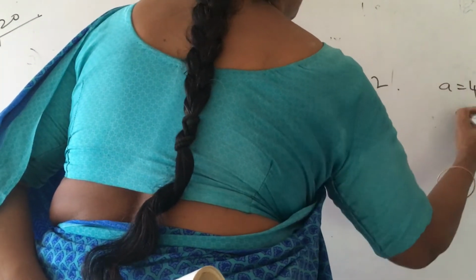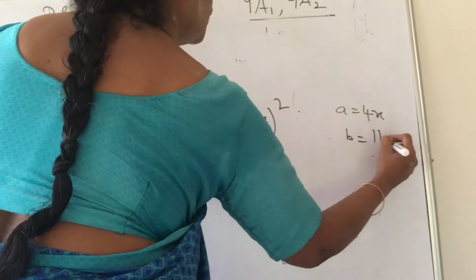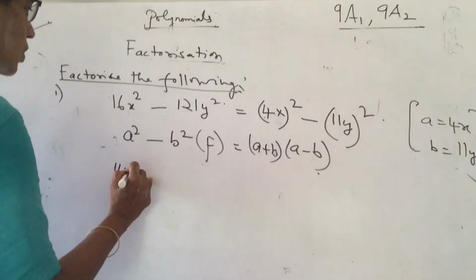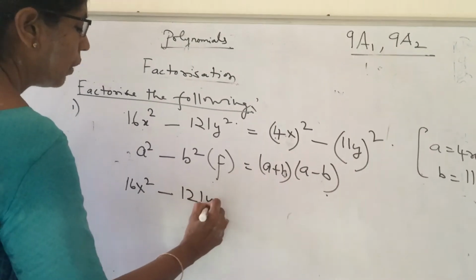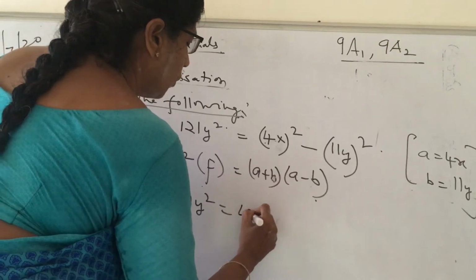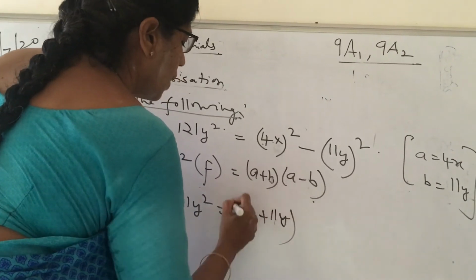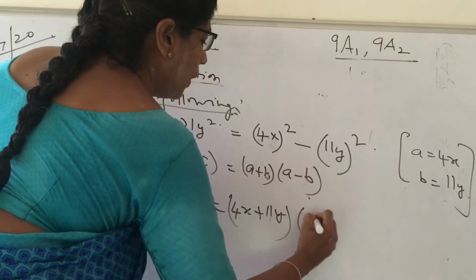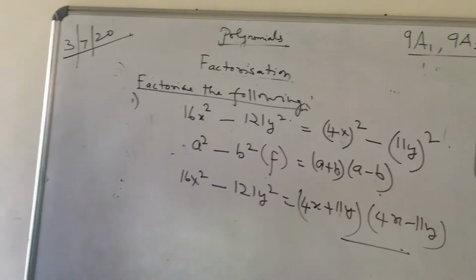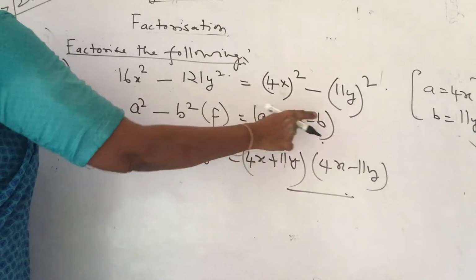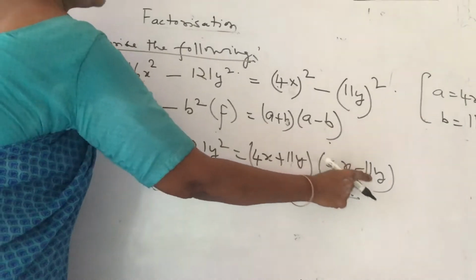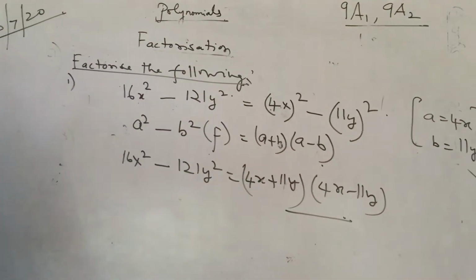A is equal to 4x. B is equal to 11y. So what is 16x squared minus 121y squared? First factor, a plus b, 4x plus 11y. Second factor, a minus b, 4x minus 11y is your answer. A plus b into a minus b, 4x plus 11y into 4x minus 11y.